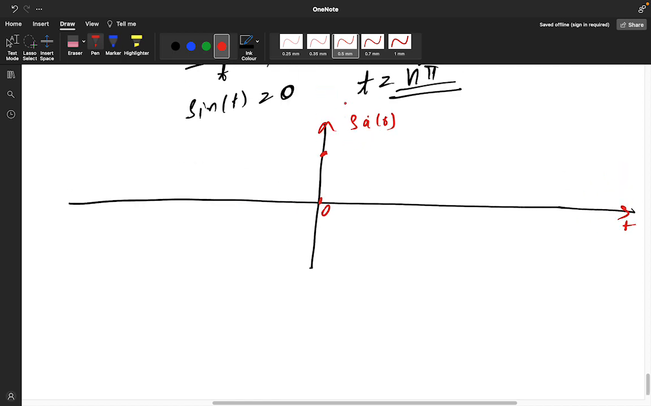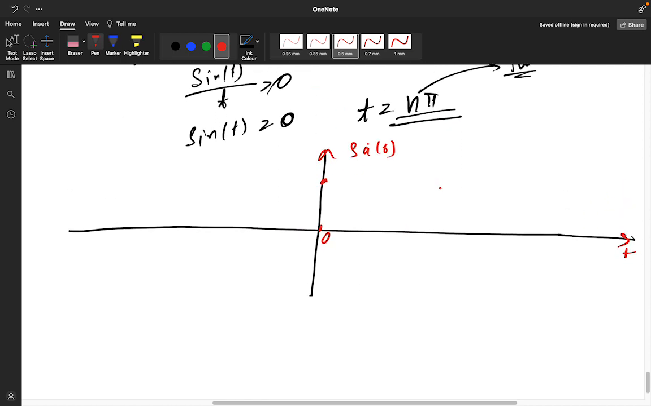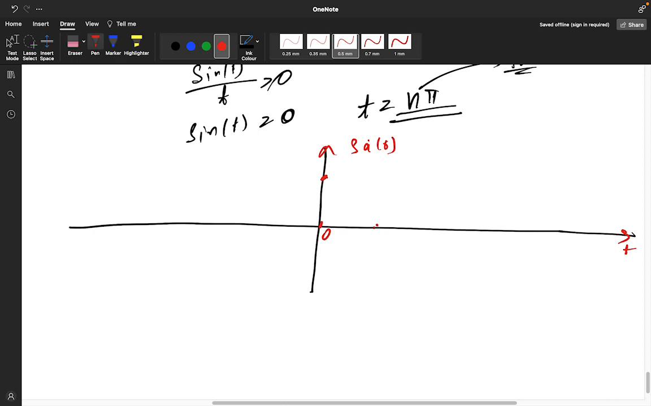And when the value is pi, we will get 0. When the value is minus pi, also we'll get 0. When it is 2 pi, also we get 0. When 3 pi, we get 0. Means at pi, 2 pi, 3 pi, 4 pi, and at minus pi, minus 2 pi, minus 3 pi, minus 4 pi, the value is 0.